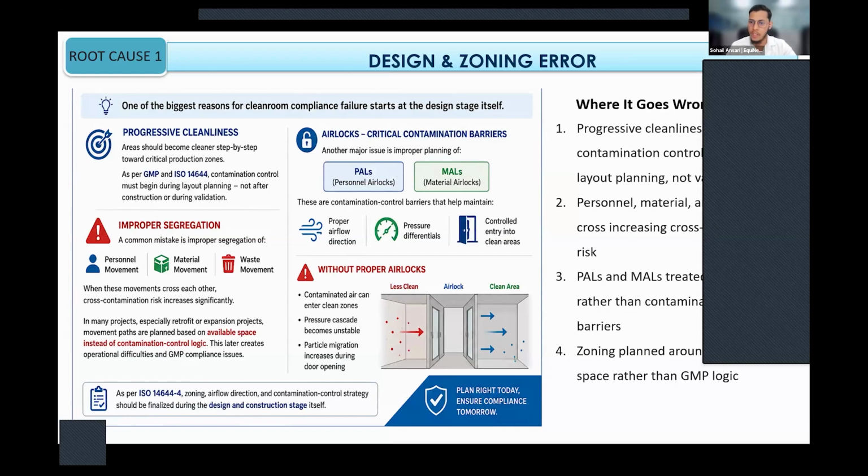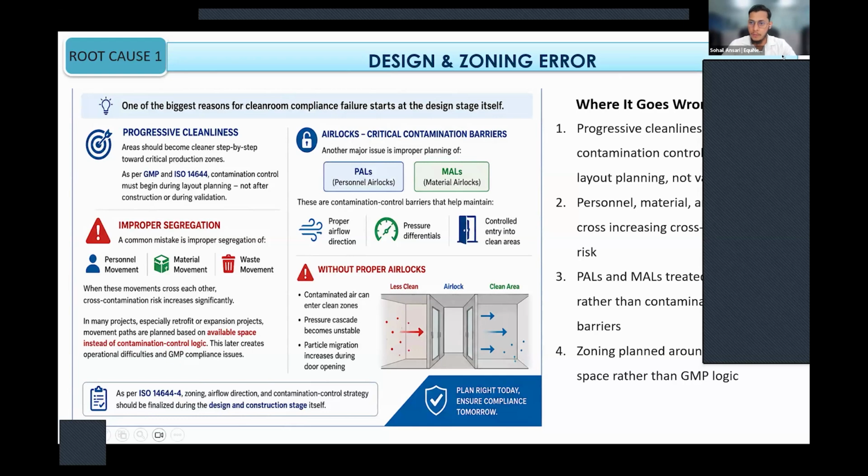The other major issue is improper planning of personnel airlocks and material airlocks. These are contamination control barriers, but they are used for regular entries and exits. If these are not properly controlled, the proper air direction will be disturbed, pressure differentials will not be controlled, and area entry control will be eliminated. Without proper airlocks, contaminated air can enter clean zones. The pressure cascade becomes unstable and particle migration increases during door opening.